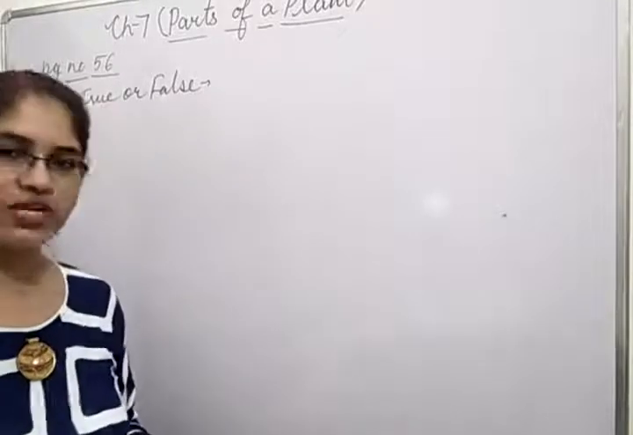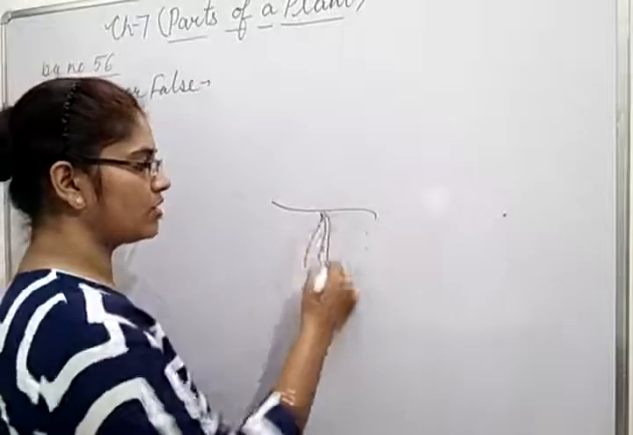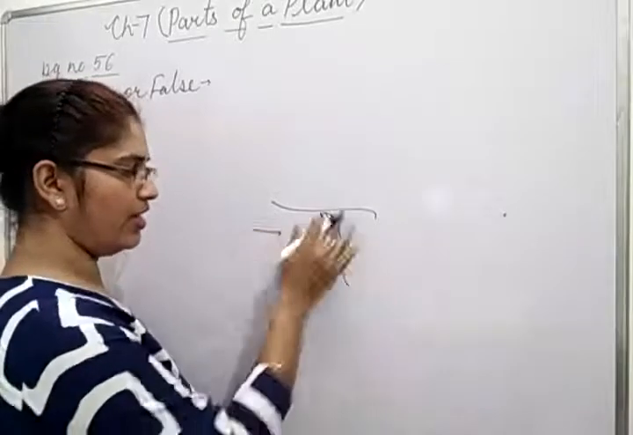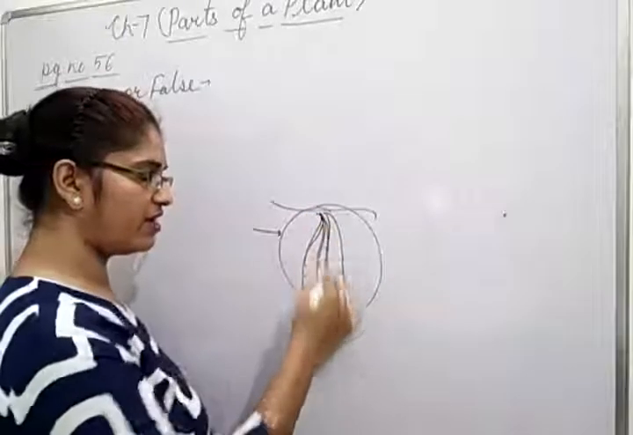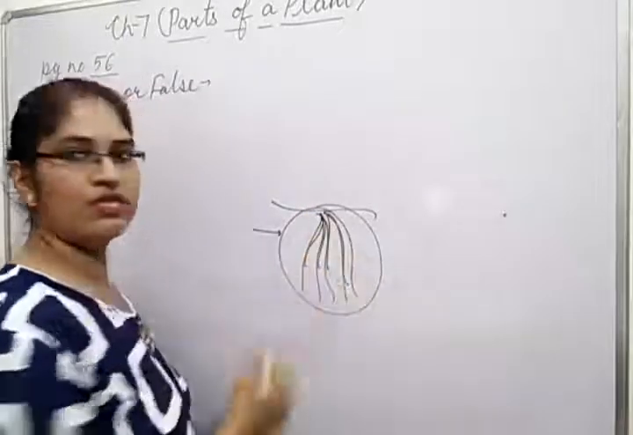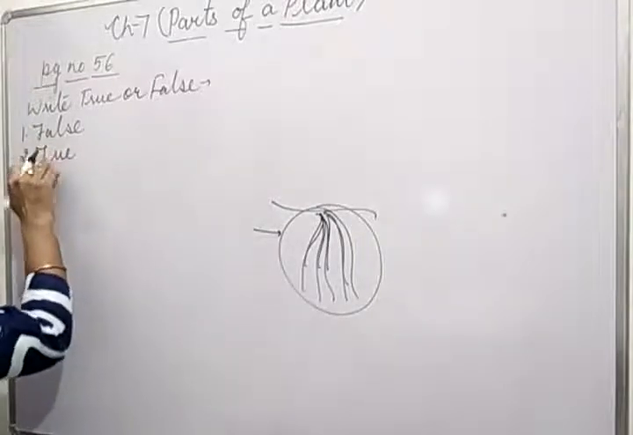The second, roots usually grow downwards. Yes, beta. You can see the diagram of roots. It grows under the soil, below the soil, and it grows downward. So this is a true statement. You can write true.